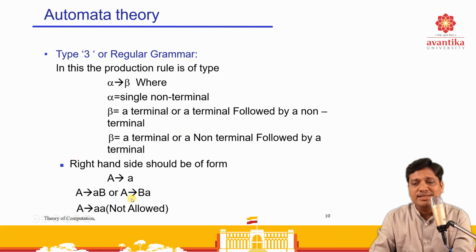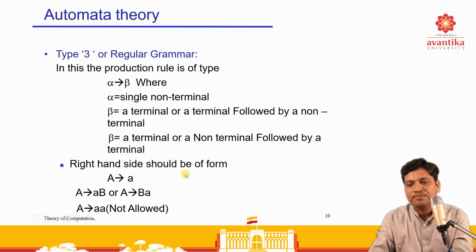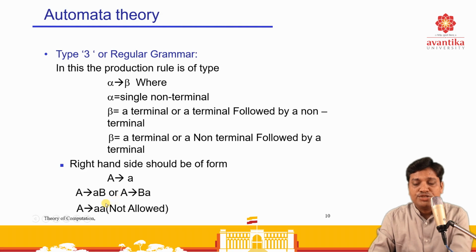Okay. So see the third example. These are the 2 valid cases. A tends to small a is also valid, because the right-hand side is a single terminal. And in the third case, there are two terminals, so it violates the rules of type 3 grammar. So this is an invalid production rule.